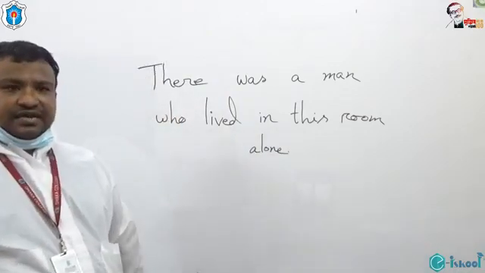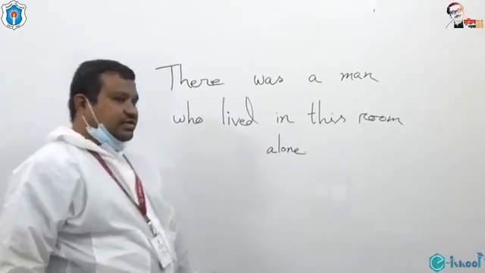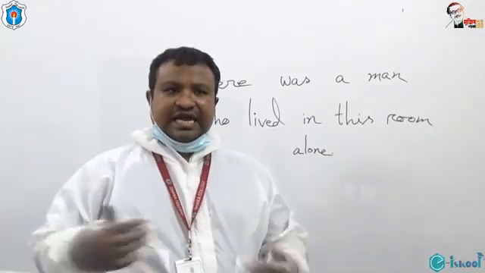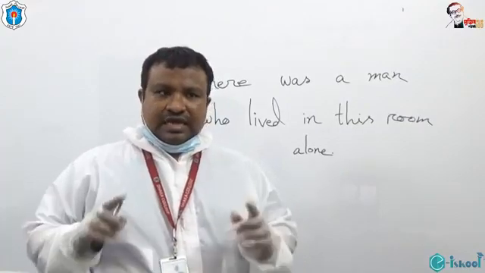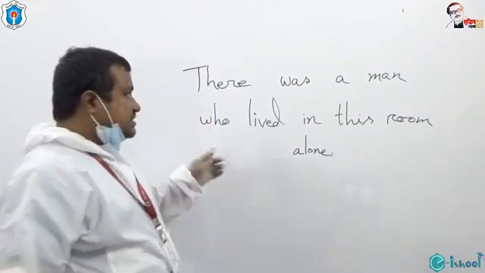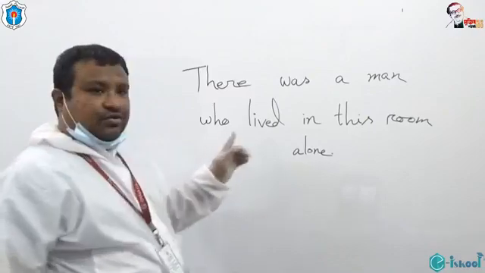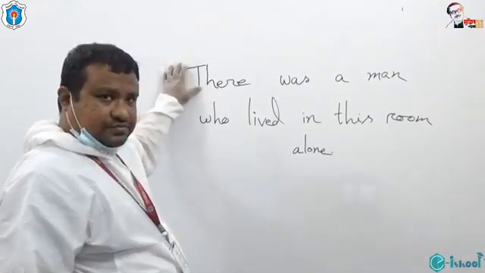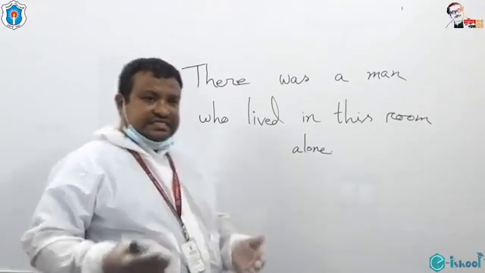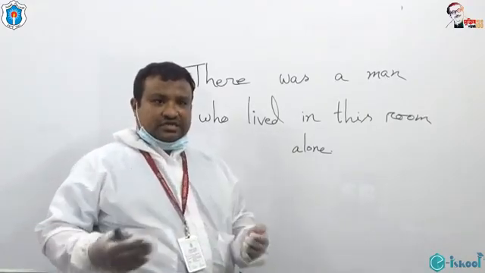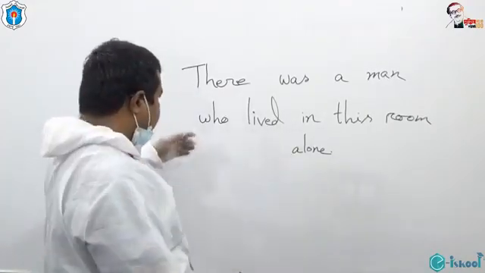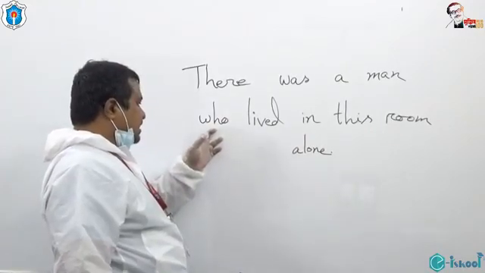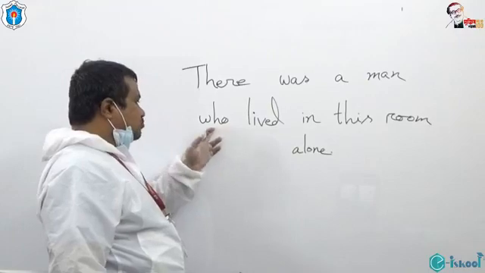There was a man who lived in this room alone. This sentence has two particularly important things: the word there, which is the introductory there, and again the relative pronoun who.